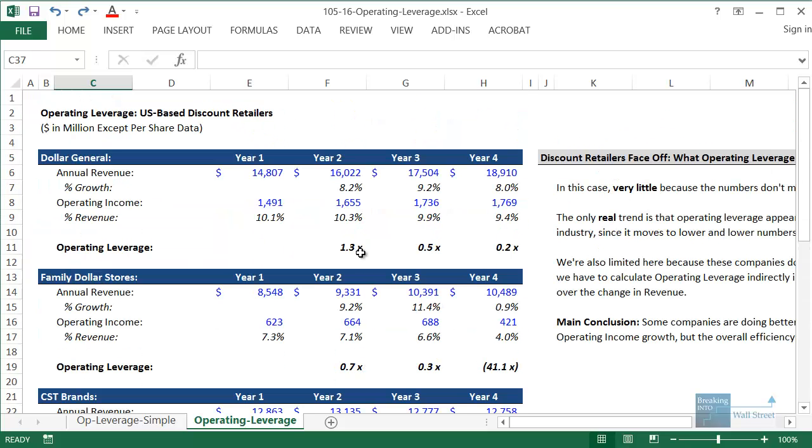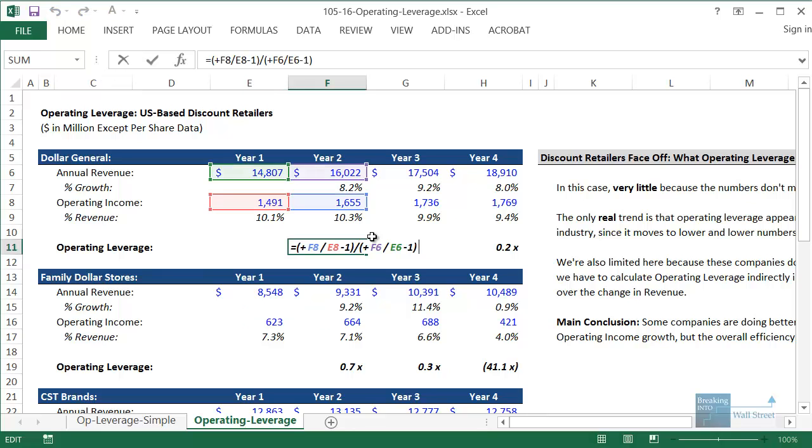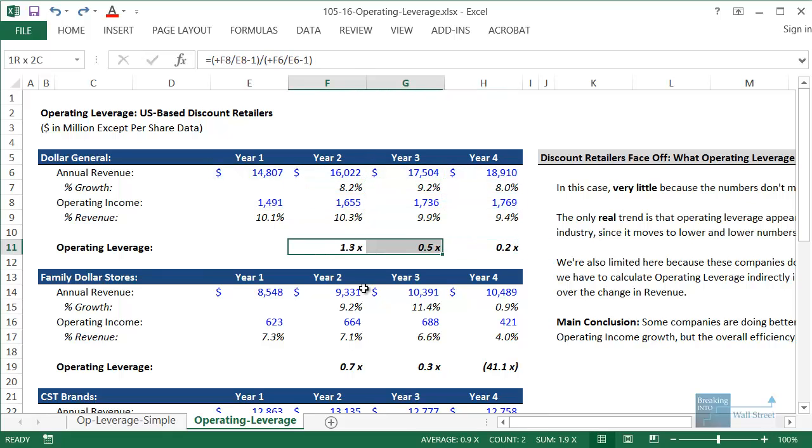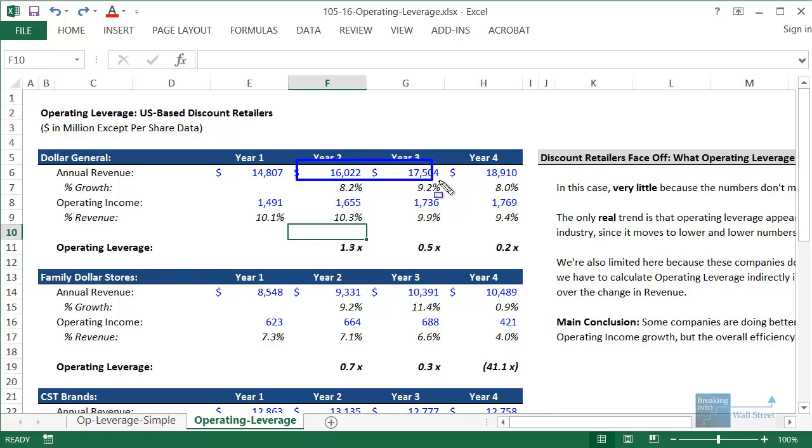And I've gone in and calculated operating leverage a different way. And I've used this formula looking at the change in operating income, the percent change divided by the percent change in annual revenue. And you can see that for each of them, it starts off at just over 1x and then drops to a much lower number by the end. You can really see what the concept means by looking at these numbers, because as revenue increases by about 1.5 billion, our operating income goes up by close to 100 million.